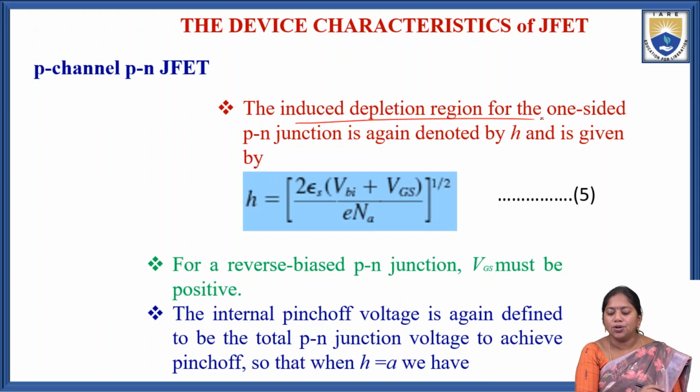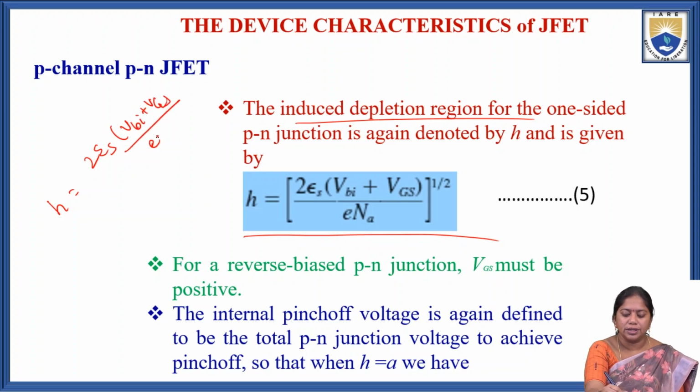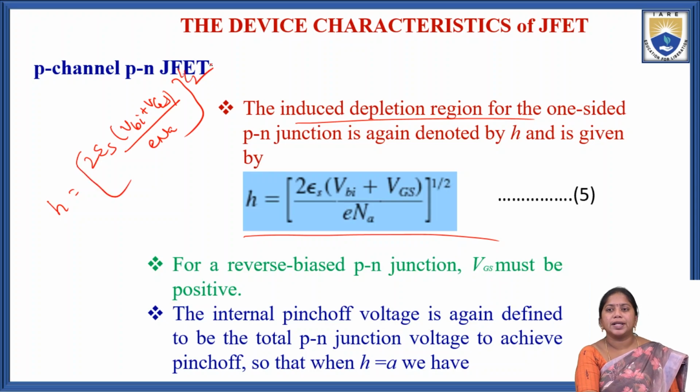So the induced depletion region for the one-sided PN junction is again denoted by h and is given by h equals (2 epsilon_s (Vbi plus Vgs) / (e Na)) to the power of half. For a reverse biased PN junction, Vgs must be positive. So the gate to source voltage must be positive.